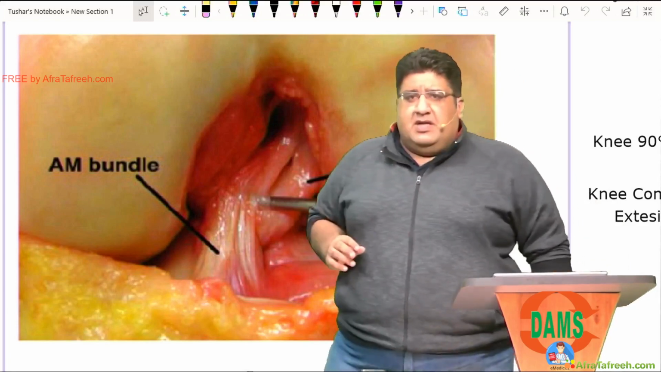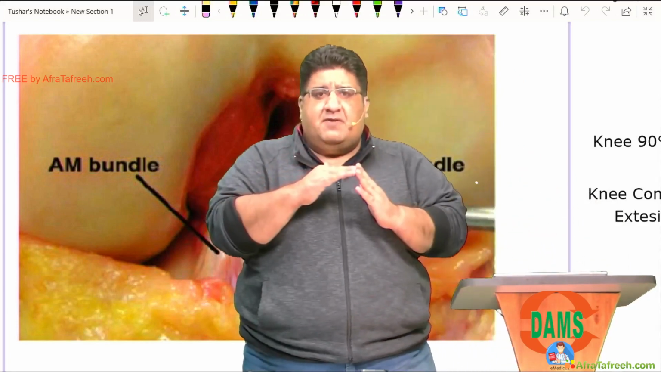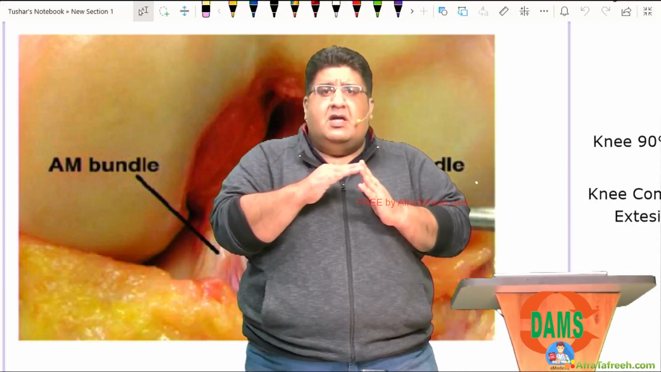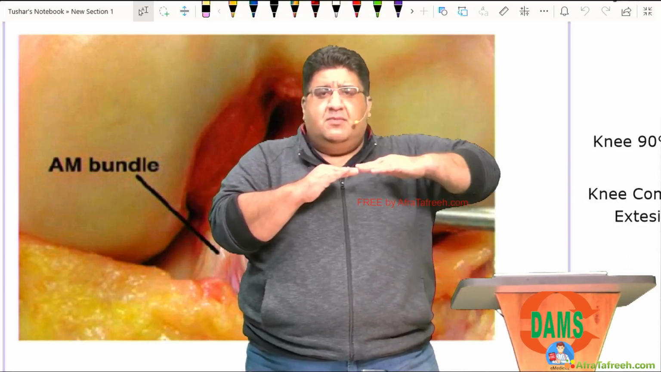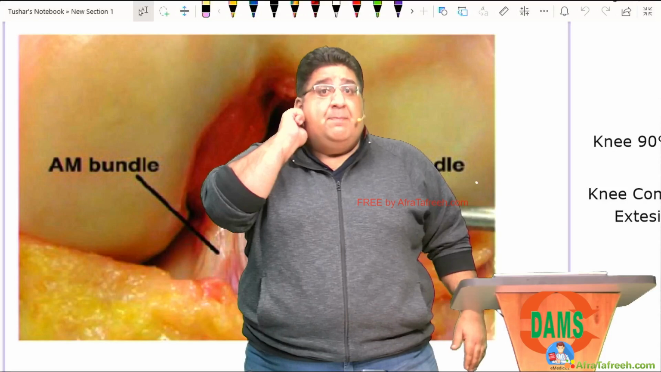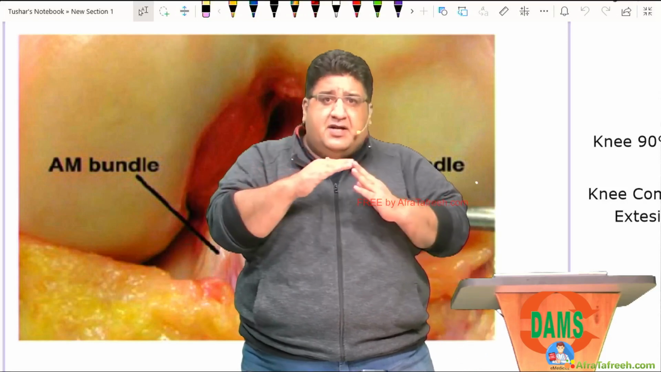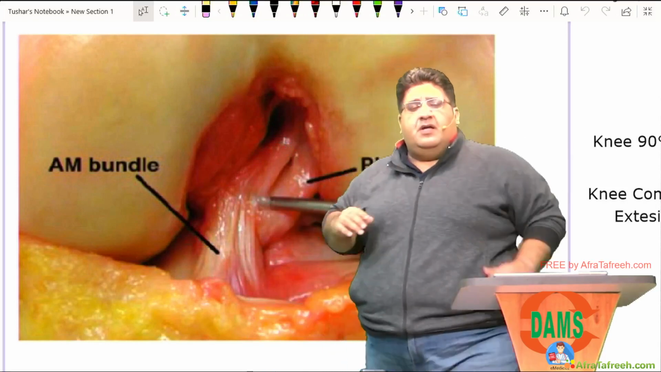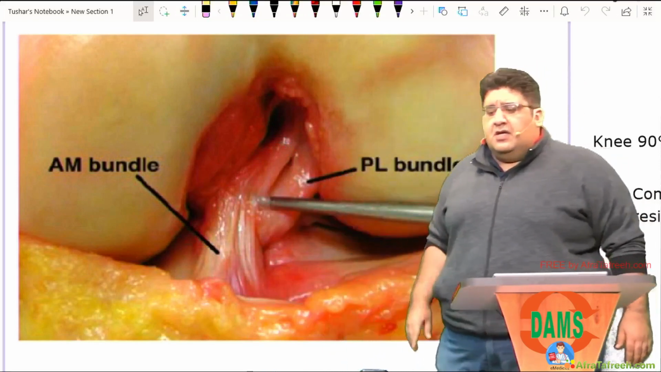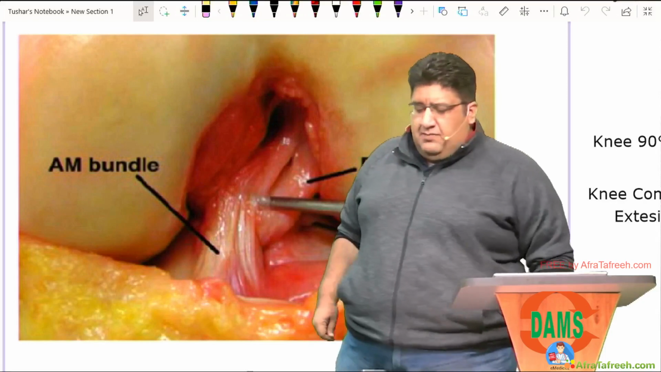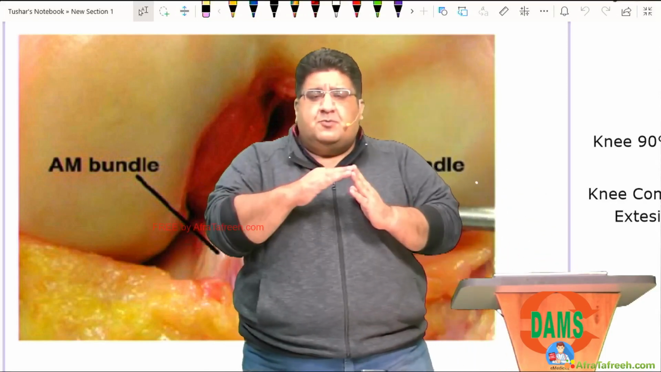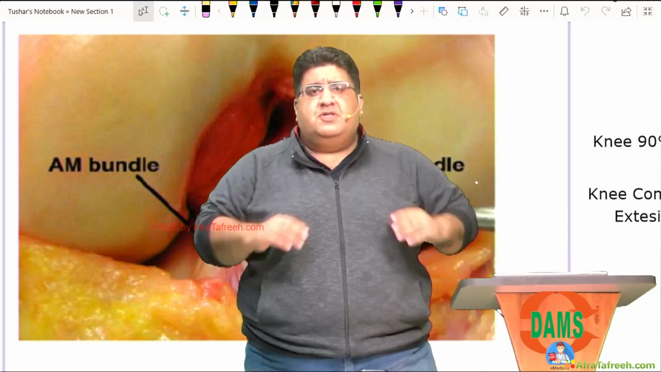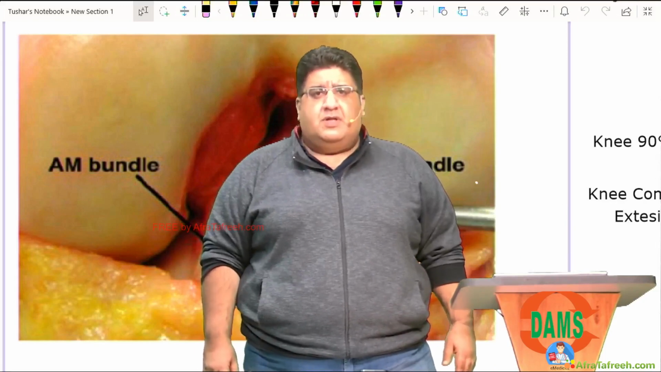So what does that mean? That if your knee is in 90-degree flexion, the chief bundle is AM. If your knee is in complete extension, the chief bundle is PL. So with the knee in 90-degree flexion, the chief bundle is AM. With your knee in complete extension, the chief bundle is PL. I hope I make some sense to you. So in this position, AM. In this position, PL.